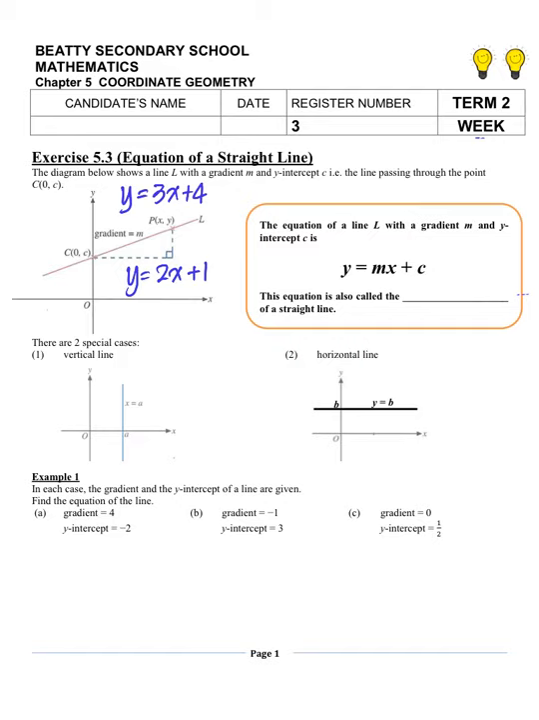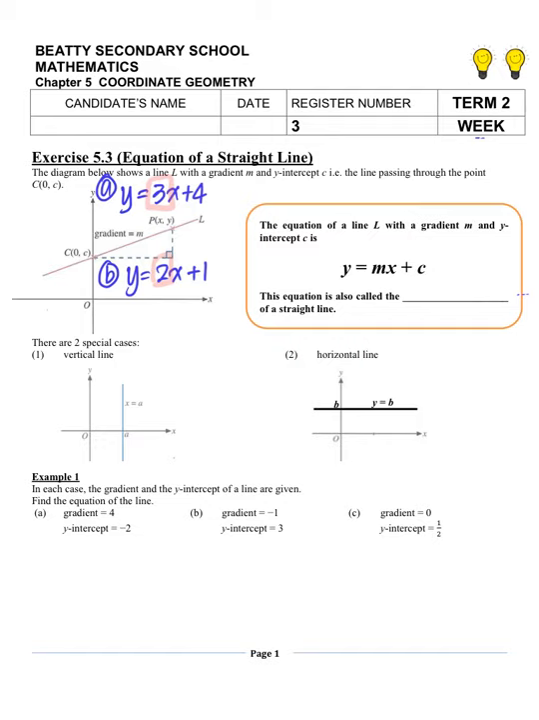Now if you were to ask yourself whether line A, let's say this is A and this is B, is steeper or line B is steeper, your answer would be line A. Why? Because the gradient is bigger. The gradient here is 3 and the gradient here is 2. So the bigger the gradient, the steeper the line will be. Now, there are two special cases.